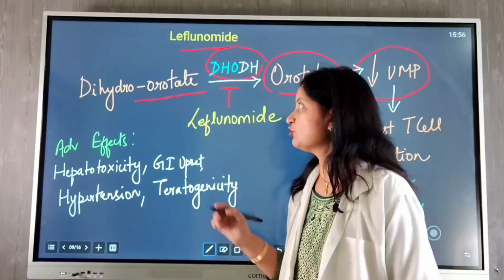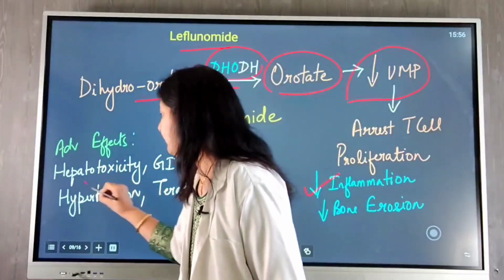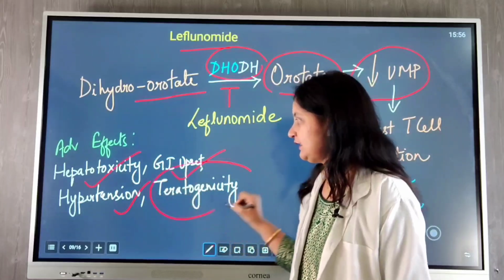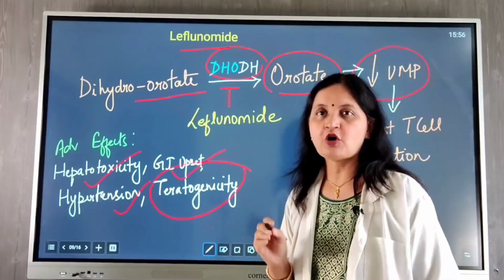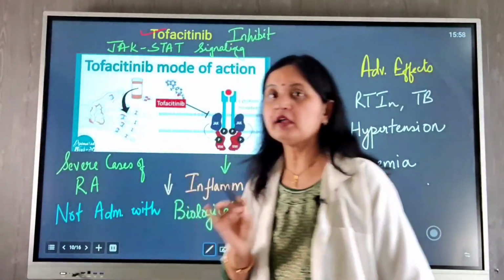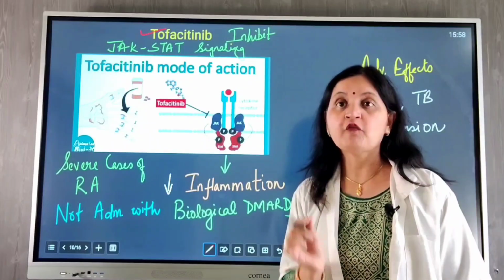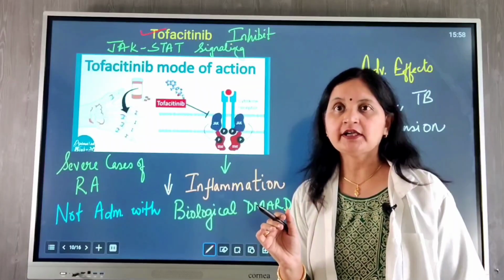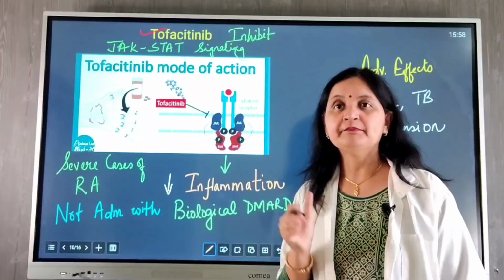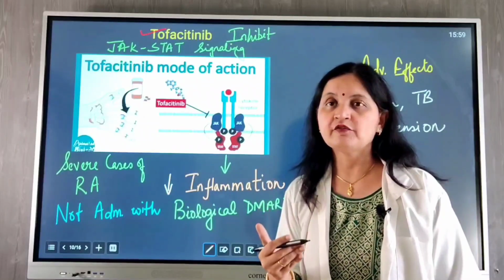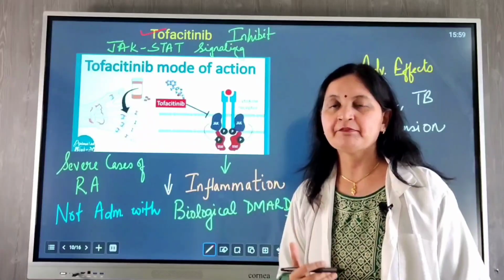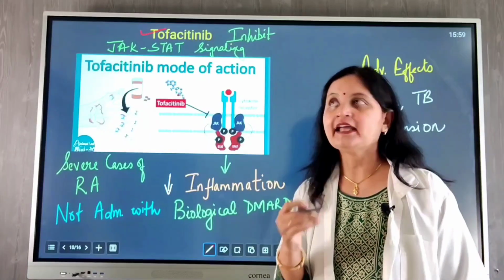However, the toxicities associated with leflunomide are hepatotoxicity, GI upset, hypertension and teratogenicity. So these are some of the side effects of leflunomide. The next drug is tofacitinib. This is a new drug approved by FDA for the management of severe cases of rheumatoid arthritis. It can be used as monotherapy given alone, or it can be combined with methotrexate. So in refractory cases of rheumatoid arthritis, if the patient is not responding to other drugs, tofacitinib can be used, and the advantage is that it can be given orally.